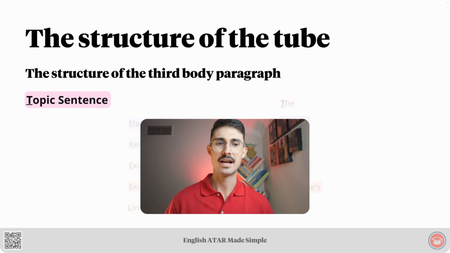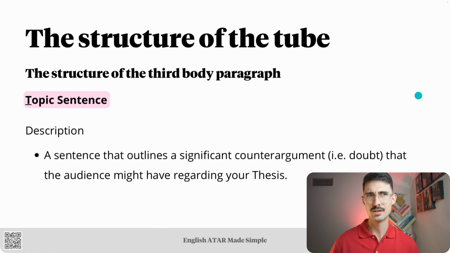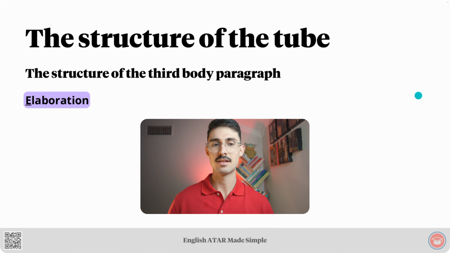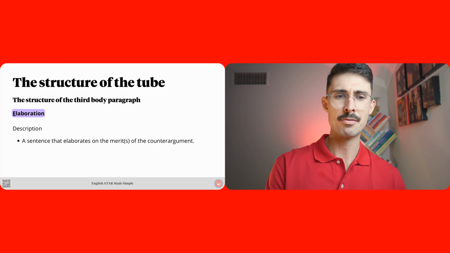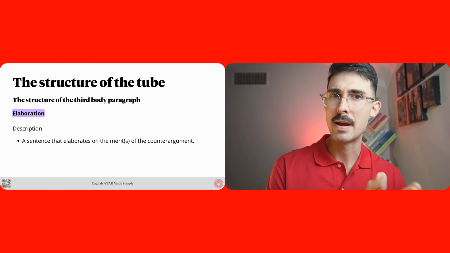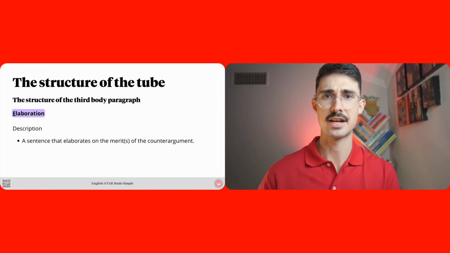Let's have a chat about the topic sentence. Similar to the other two, this is a sentence that outlines a significant counter-argument or doubt that the audience might have regarding your thesis. The elaboration is a sentence that elaborates on the merit or merits of the counter-argument. The elaboration element in this third body paragraph is basically a concession. Check out the entry for a concession in the LFB for more info.